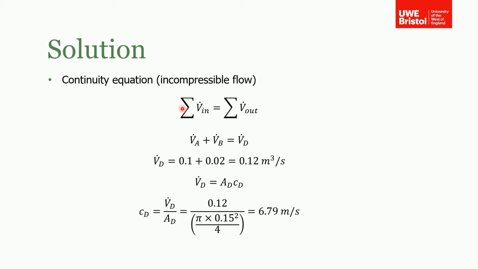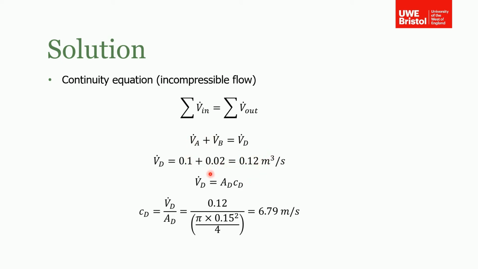Now we can also show that because we've got incompressible flow, the sum of the volumetric flow rate in is also equal to the sum of the volumetric flow rate going out. So every time we put a bit of volume in, that volume has to come out if it's incompressible. So again, we can get this relationship. The volumetric flow rate going in at A plus the volumetric at B is equal to the volumetric coming out in D. We know what's going in, so we can work out what's coming out.